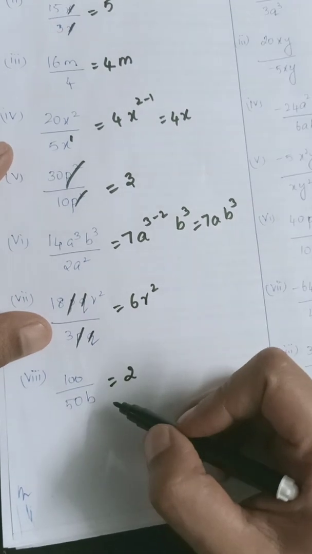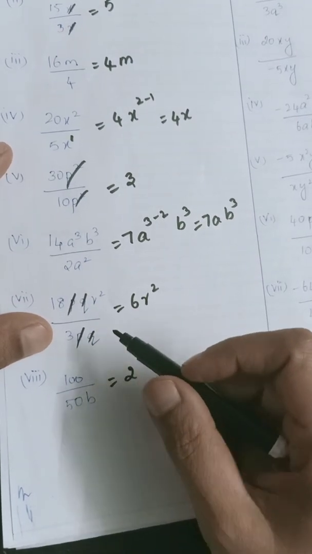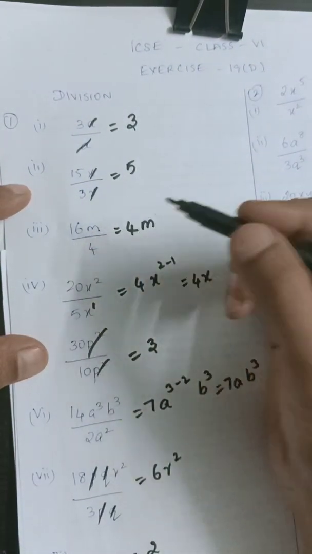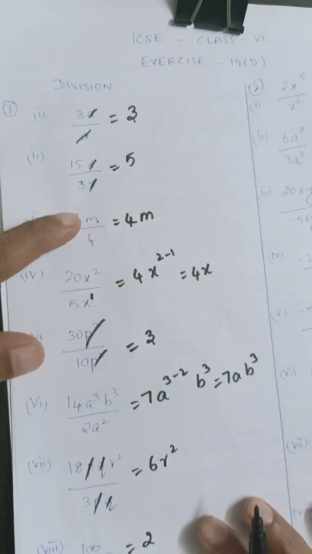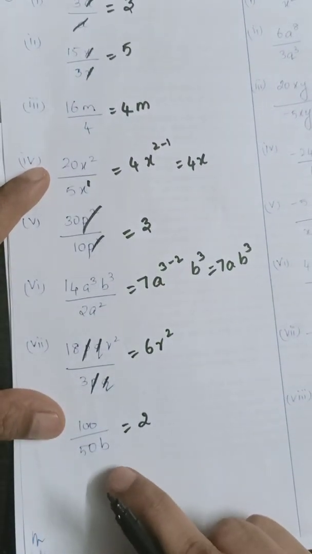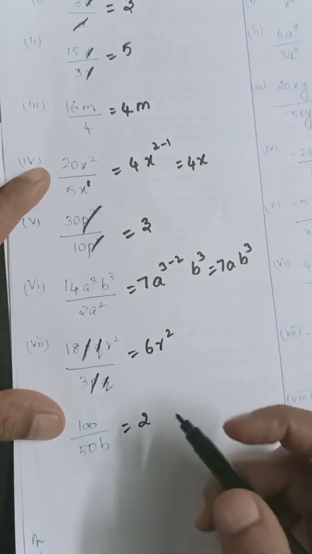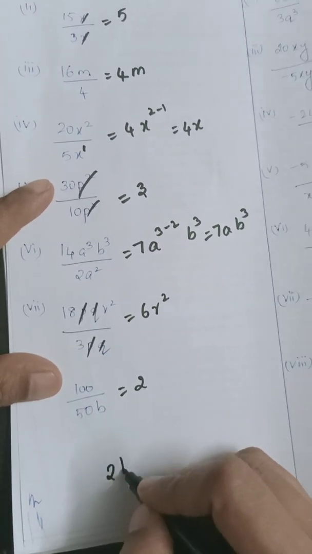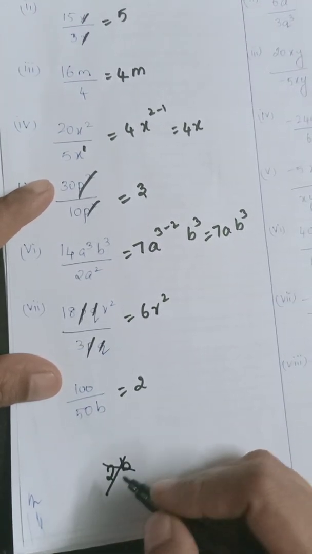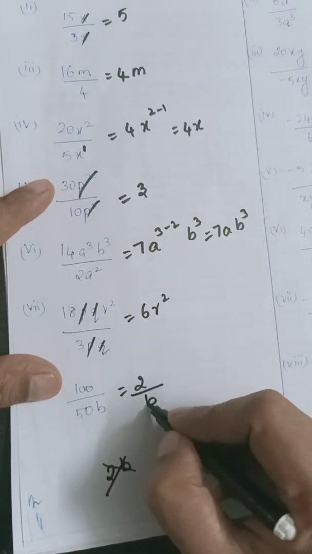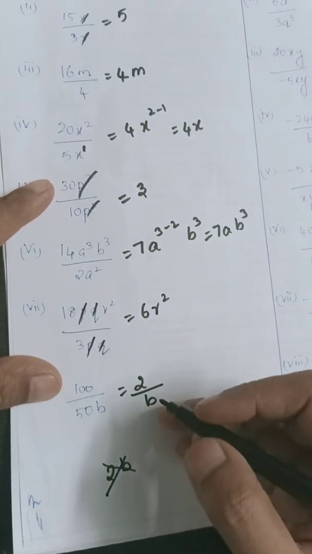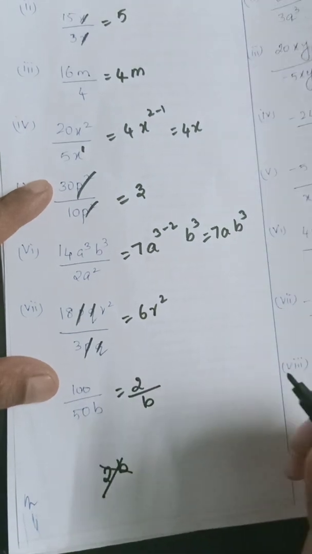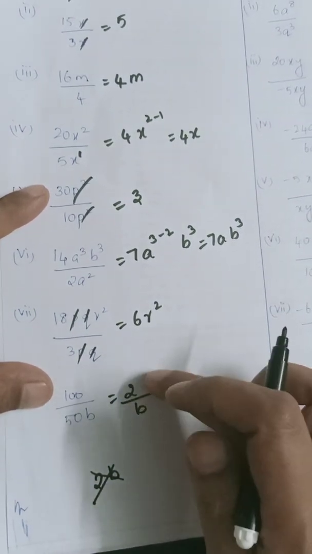100 divided by 52. See, this problem is slightly different from the previous problems. In the previous problems you had the variable in the numerator. But in this question, the variable is given in the denominator. We are not able to cancel it also. So if you write like this, 2b, then it will be wrong. So you have to write 2 by b, because the variable is not going to jump and go to the numerator. It is in the denominator. It will be there only till the end. So 2 by b.